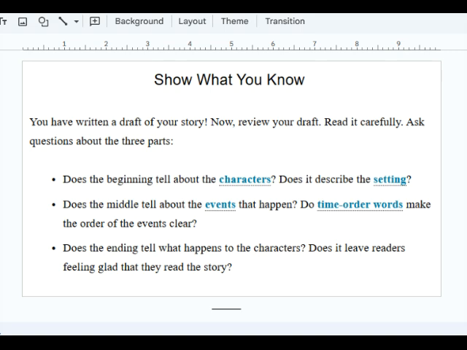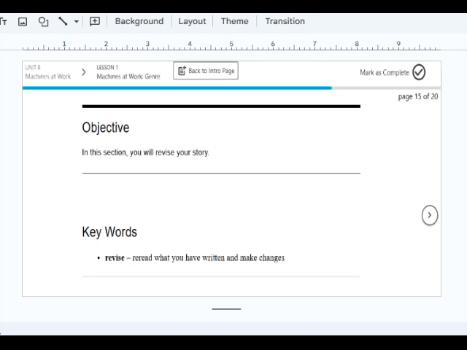You have written a draft of your story. Now review your draft. Read it carefully. Ask questions about the 3 parts. Does the beginning tell about the characters? Does it describe the setting? If yes, you're good to go. Does the middle tell about events that happen? Do time order words make the order of events clear? If yes, then you're good to go. Does the ending tell what happens to the characters? Does it leave readers feeling glad that they read the story? If yes, then you're good to go.